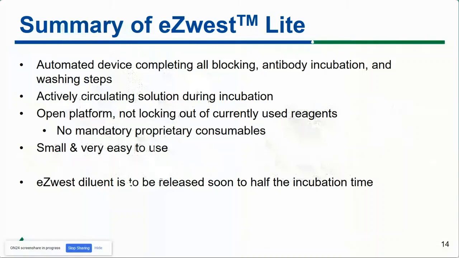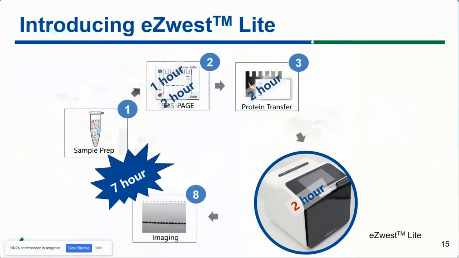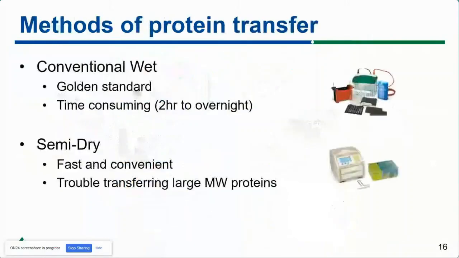And so with the EasyOS device, you can reduce the incubation time to about 2 hours. Now the whole Western process is cut down to about 7 hours. It's still a full day's work, but it's much better. So fortunately, we already have other things in our repertoire to further shorten this time to a more manageable degree, and one of which is a transfer device.